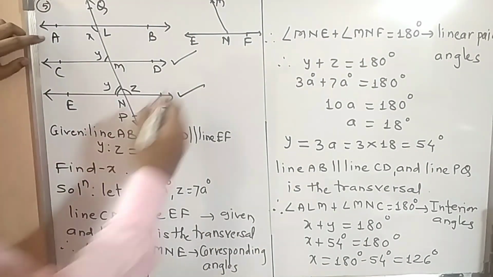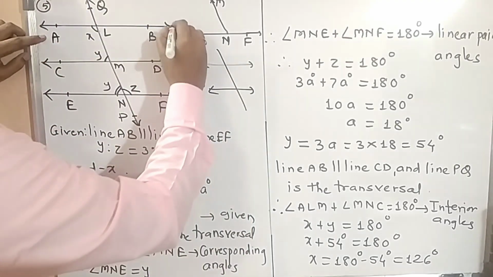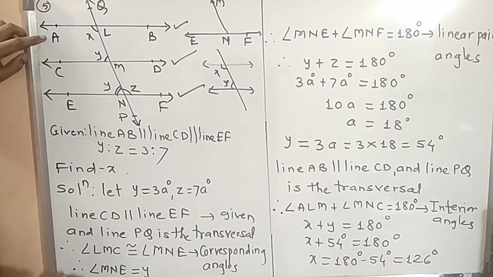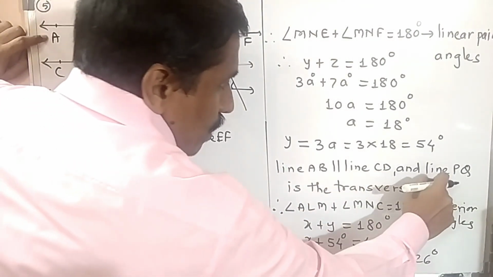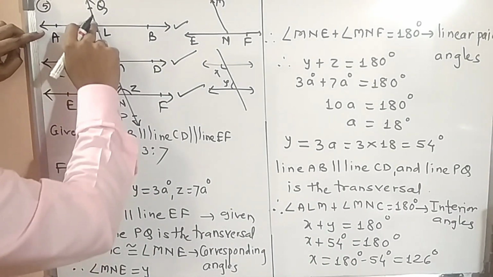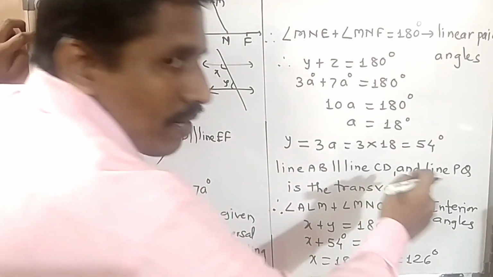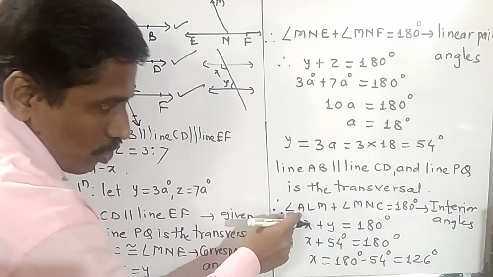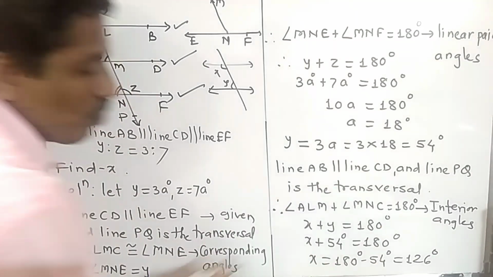Now I will consider these two lines, line AB and this one is line CD. This is angle X, this is angle Y. So line AB is parallel to line CD, line PQ is the transversal, angle ALM plus angle LMC is equal to 180 degrees. Lines are parallel, interior angles are supplementary. Measure of angle ALM is X, measure of angle MNC is Y. X plus Y is equal to 180 degrees.